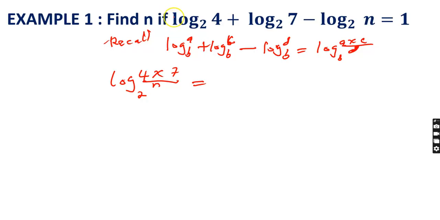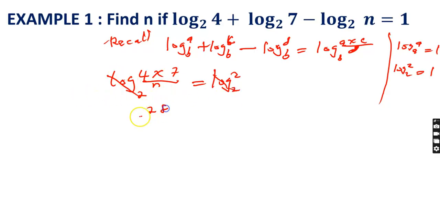Now the 1 in this case, our logarithm is in base 2 here, so the 1 will give us log 2 base 2. Don't forget that log a base a is 1. So log 2 base 2 is also 1. What do you observe here? You observe that log to the base of 2 is on the left, log to the base of 2 is on the right, so you can cancel it. So it remains 28 over n equals 2. And that gives us 28 equals 2n. From there, I will have n equals what?